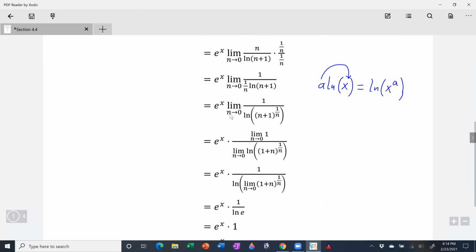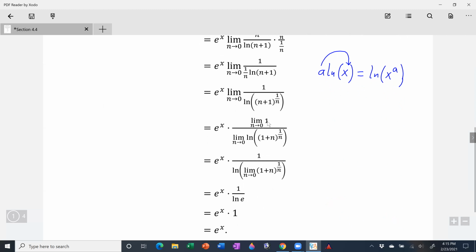Okay, but then also remember our limit rules that we came up with. If you have the limit of a fraction, it's the same as doing the limit of the numerator and denominator separately. Okay, so that's just what I did here. I split the limit separately. Okay, and then remember that if you have the limit of a constant, right, there's no n involved with this 1. So as n goes to 0, 1 just stays a 1.